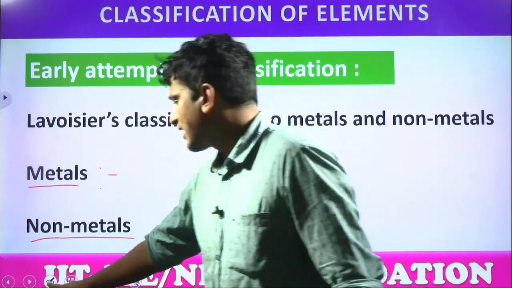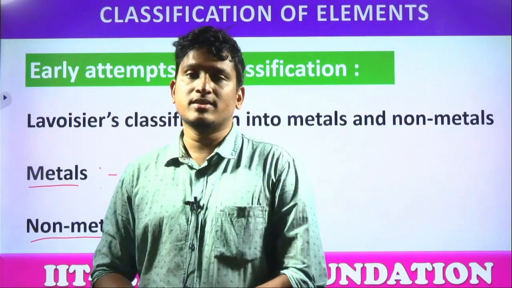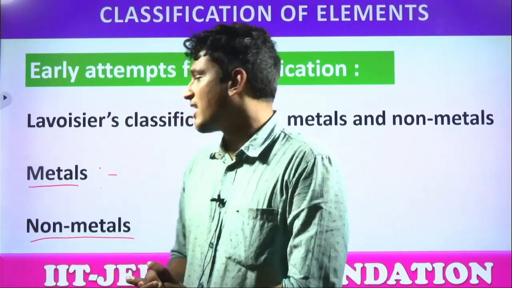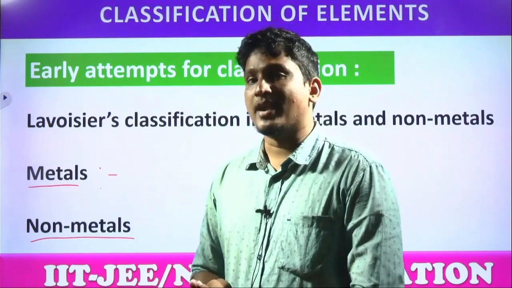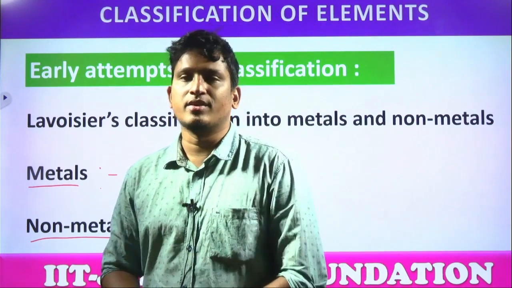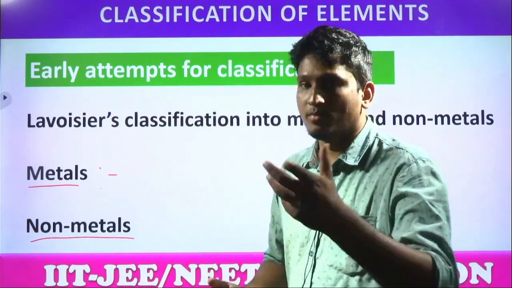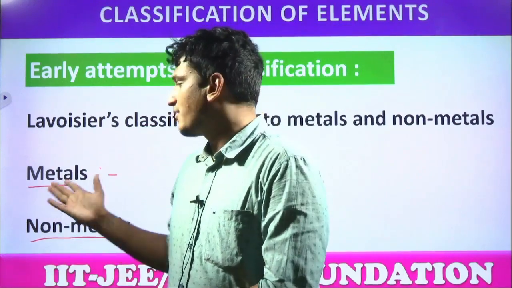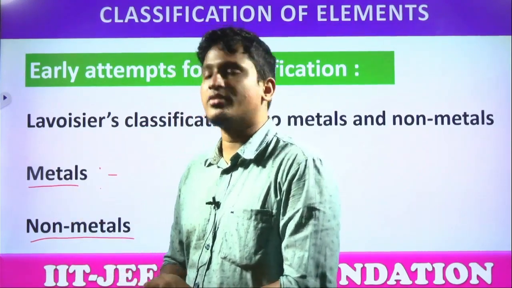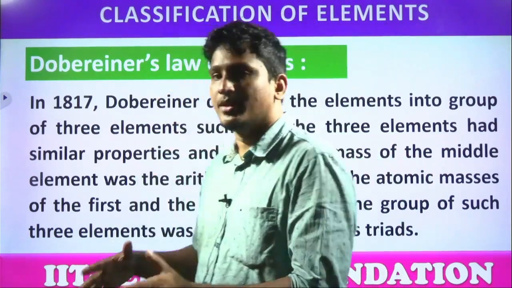So next classification. As well as, students, there is one more set of elements called metalloids. These are elements which have both metallic nature as well as non-metallic nature. They are called metalloids. We will see these metalloids in the modern periodic table. So not only metals and non-metals, there are metalloids and noble gases. So all these types of elements are there. These elements cannot fit under metals and non-metals. Yes or no? So that's why this classification is not valid over the period of time.